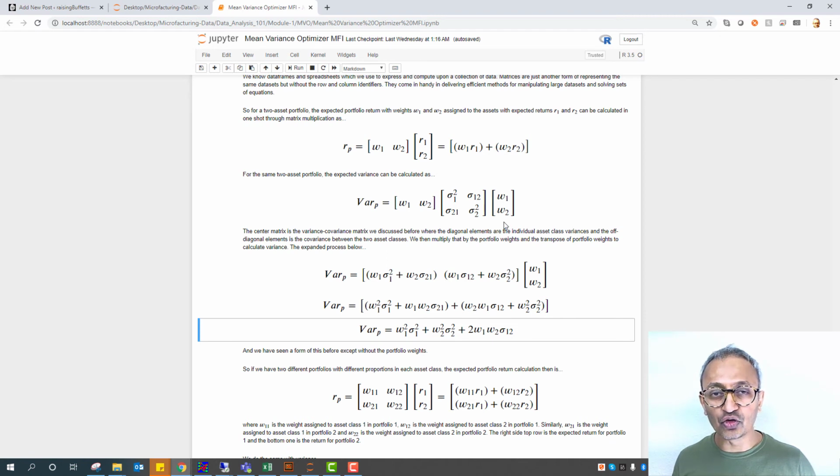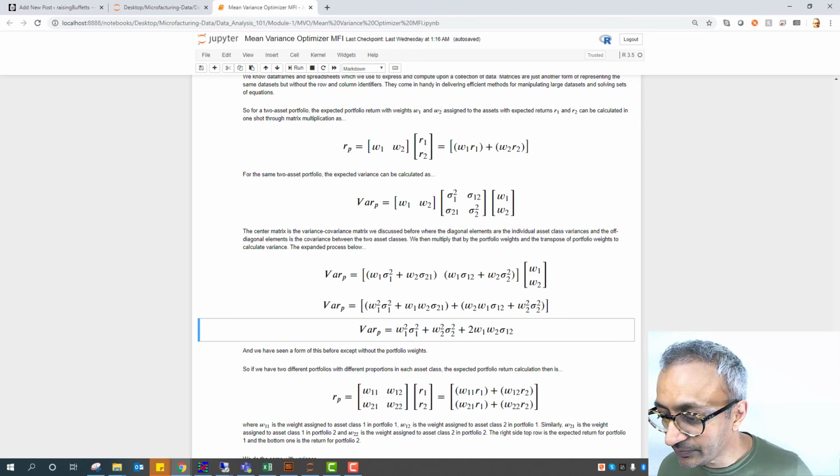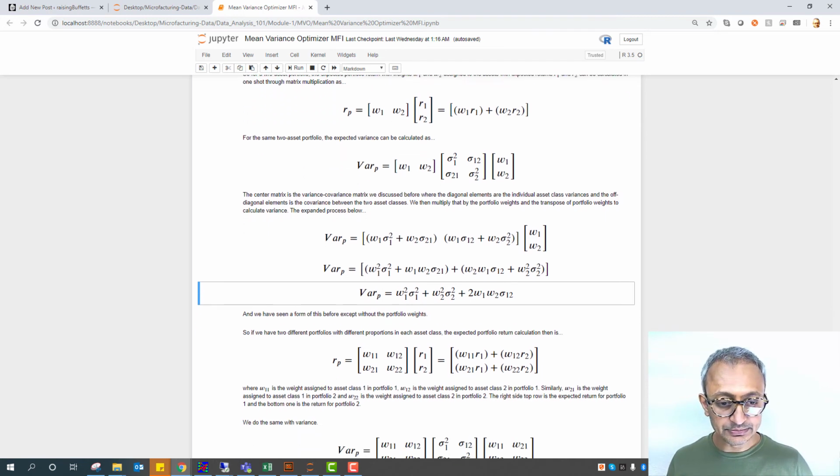Weight one is the transpose of that weight matrix. Don't worry about what it means, but ultimately you want to get to that, and this is how you start out, and you do the matrix math and you get there.